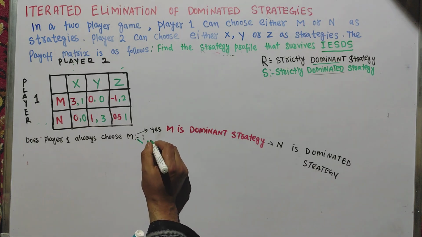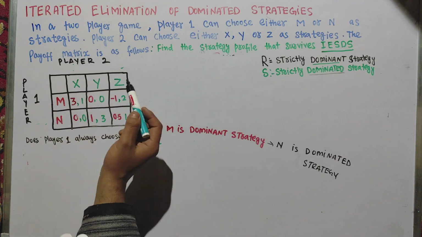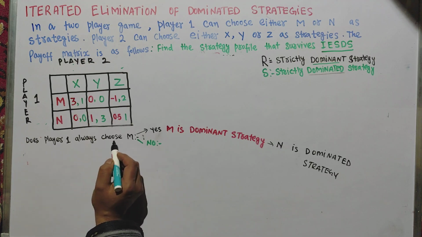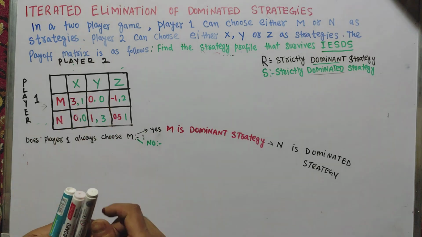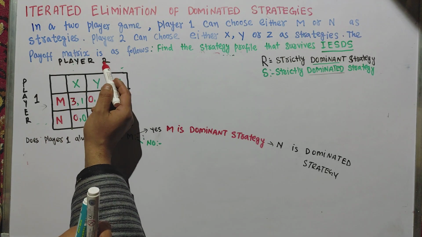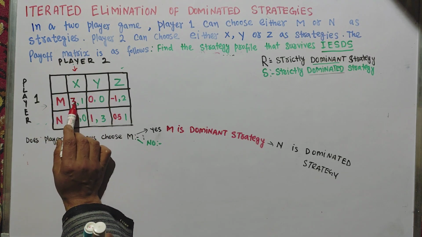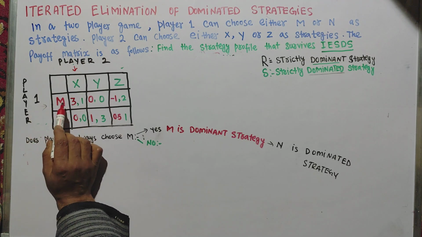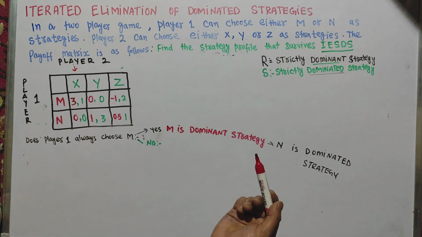If no, then we say M is not a dominant strategy. And let us see here. What happens, and I am asking the question, does player 1 always choose M? Let us see. If player 2, sorry for the mistake, chooses X as strategy, what will player 1 choose? Obviously he will choose 3 compared to 0. That means he will play M compared to N, because M gives him 3 payoff, N gives him 0 payoff. No problem up to this.